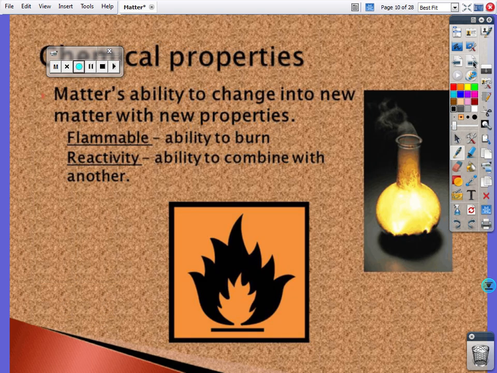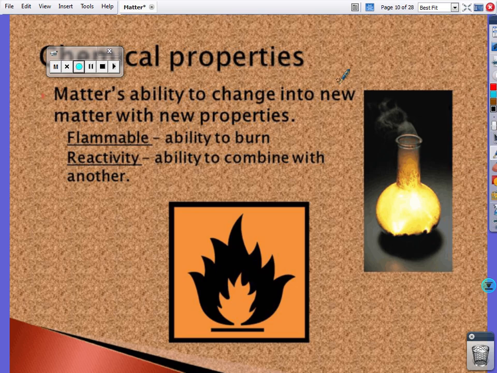Okay, chemical properties. Matter's ability to change into a new form of matter with new properties. Chlorine all by itself that you were going to put into a swimming pool would be poisonous and harmful to humans. Sodium all by itself bursts into flame when you touch it to water. But when we put them together, they change into a totally new form of matter with new properties called table salt, and it's perfectly fine if we eat it.